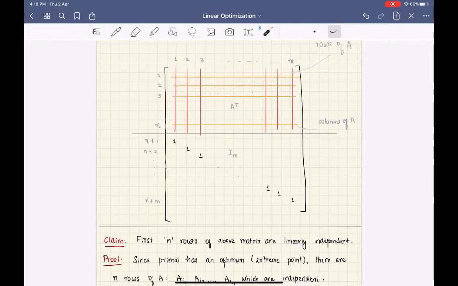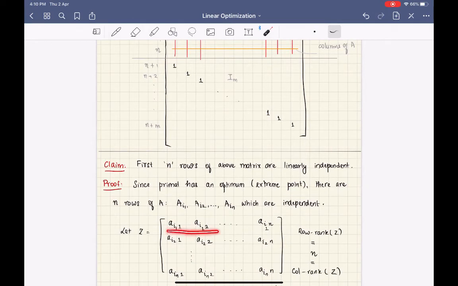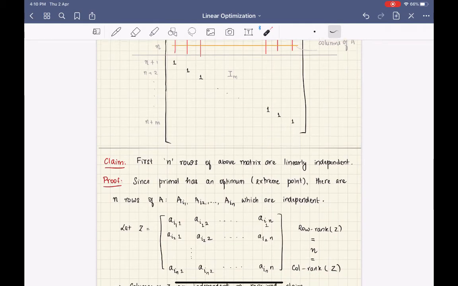Okay. Now look at the matrix just corresponding to these rows. This is the first row. This is ai1, this is ai2, and this is ain. Since there are n linearly independent rows, these columns should also be linearly independent, since row rank is equal to column rank.